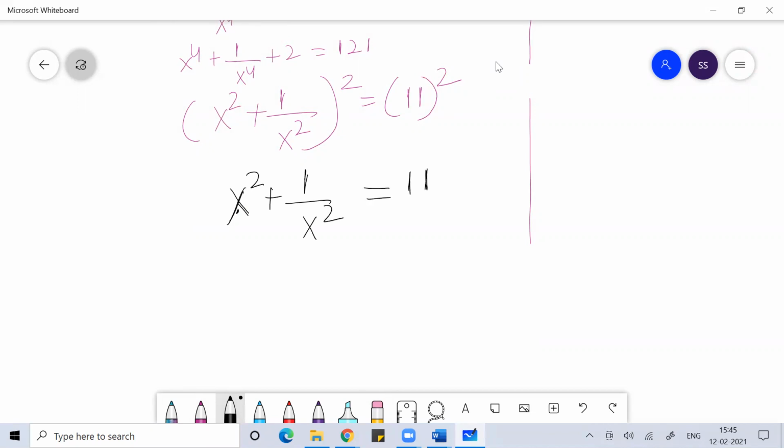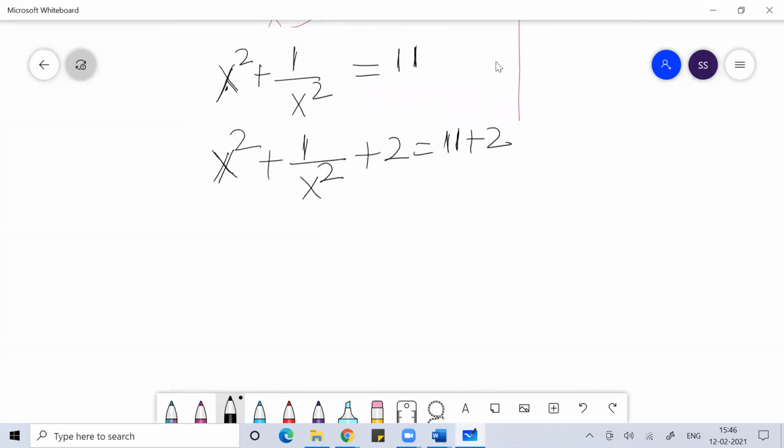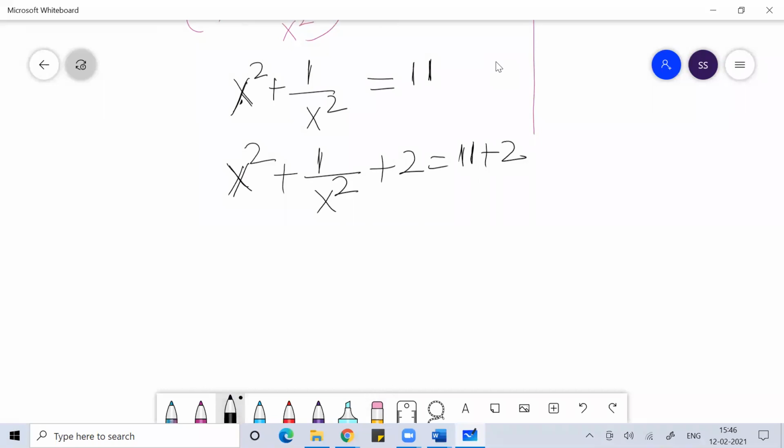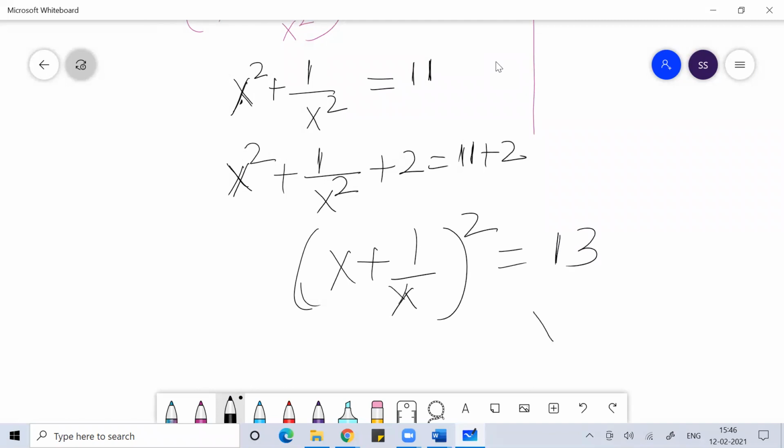You'll say, okay sir, then what? Again we'll do the same way. If I add 2 on both sides, x square plus 1 by x square plus 2 is equal to 11 plus 2. So I can say that x plus 1 by x whole square is equal to 13. I hope you're understanding. Then I can say x plus 1 by x is equal to root 13. That is your answer.